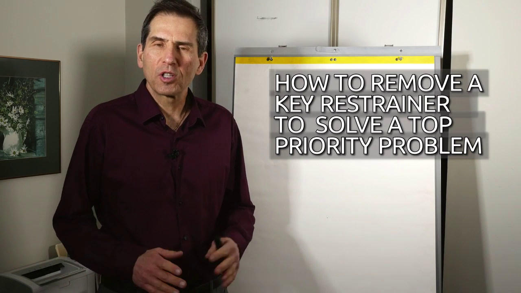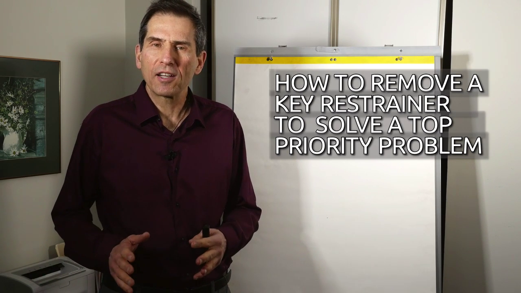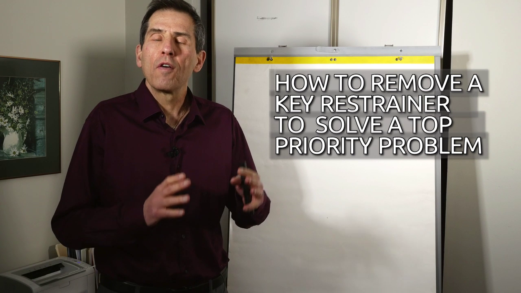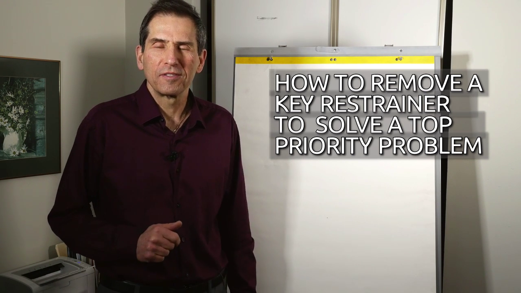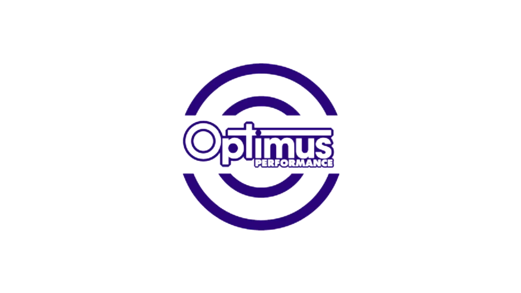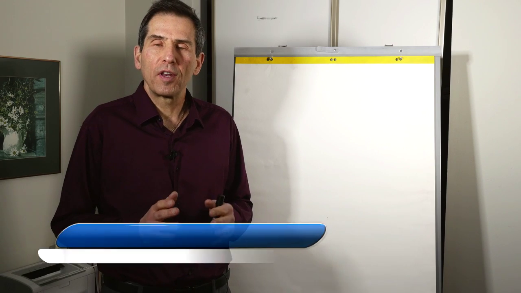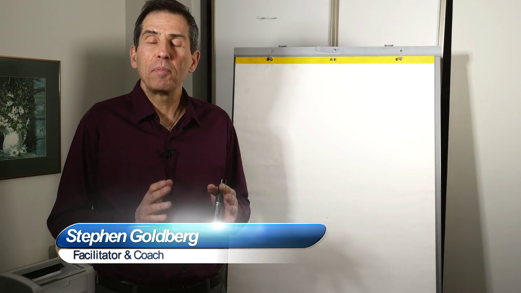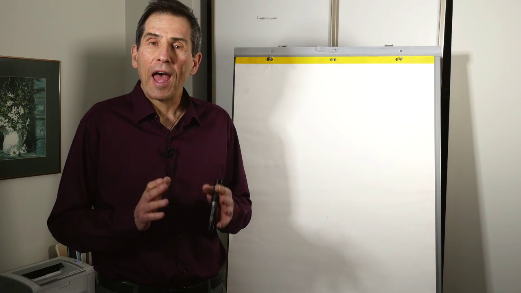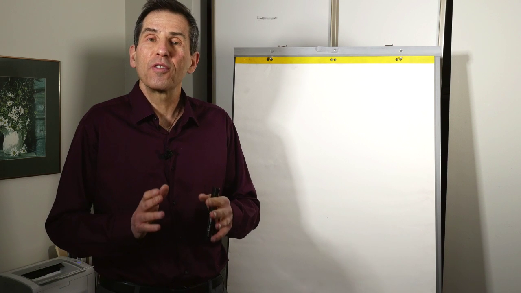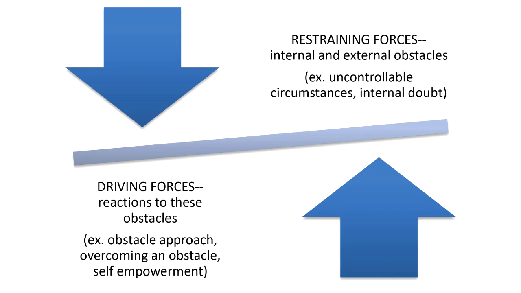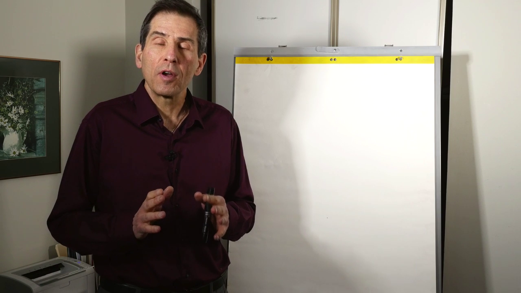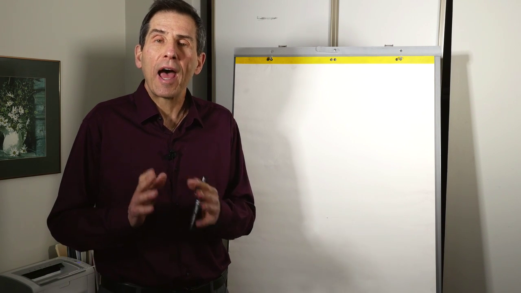In this video, I'll show you how to find the solution and take action on a key restrainer for a top problem or goal. In my last couple of videos and articles, I explained how to identify a key problem that you want to solve, and then how to identify the restrainer that's holding you back from solving it or achieving a goal. In this video, we're going to work on that key restrainer and look at solutions and actions that you can take.